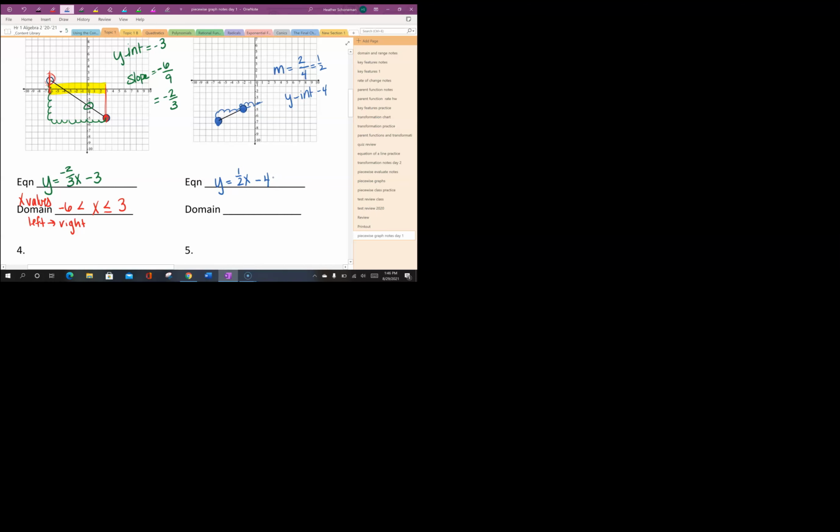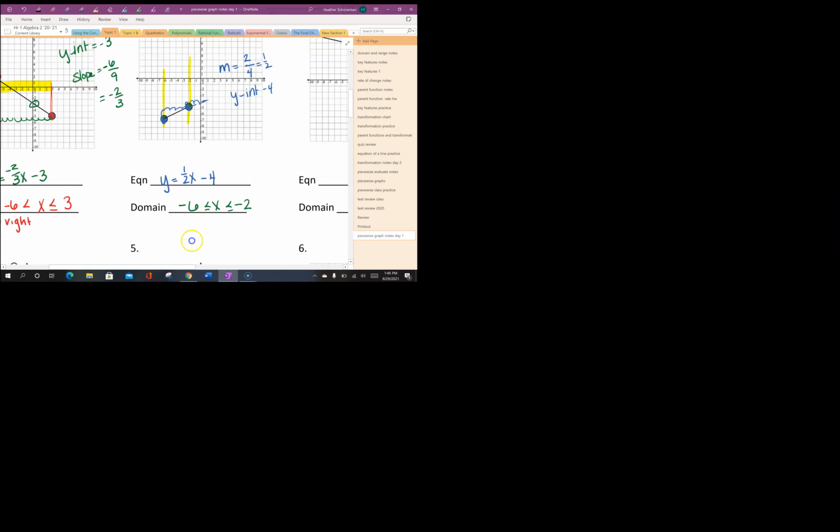All right, now I can find the domain and figure out what it's in between. Well, I want to find my left-hand value and my right-hand value. Okay, so when I write the domain, I'm going to say that it's all the numbers in between -6 and -2. It's always less than symbols, but because they're both closed-in circles, it's less than or equal to.